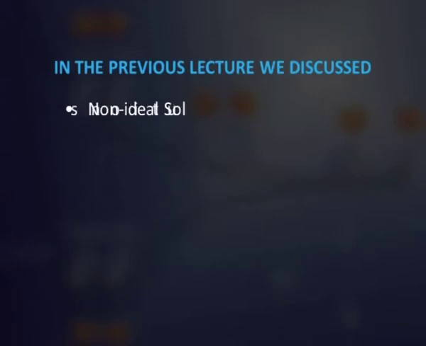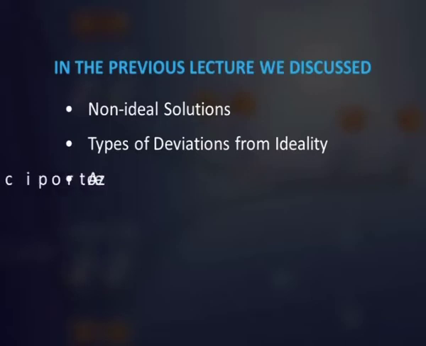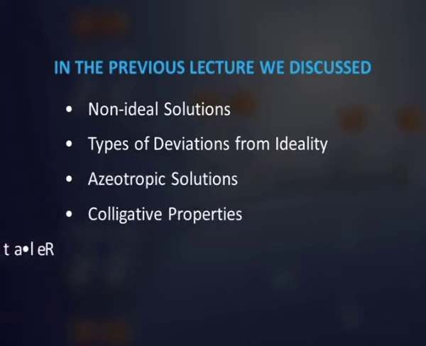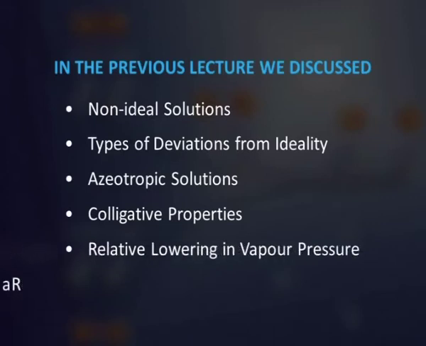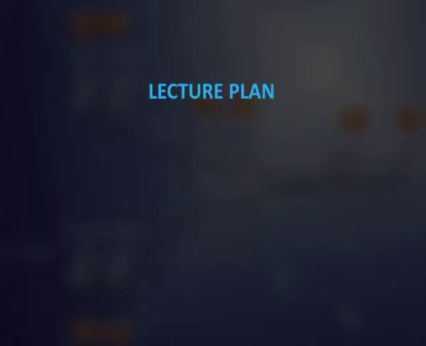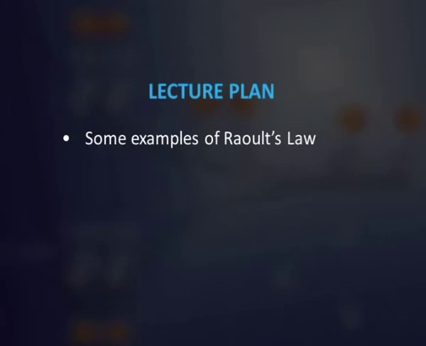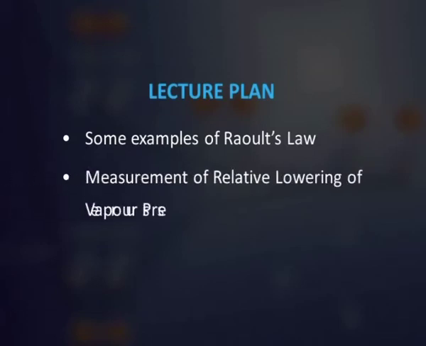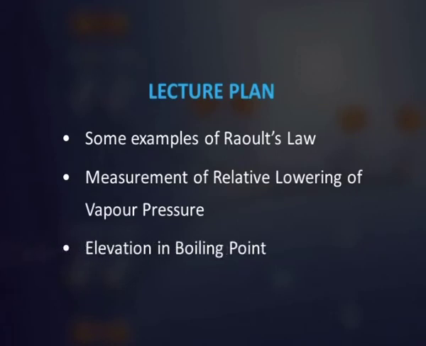In today's lecture, we discussed non-ideal solutions, deviations from ideality, azeotropic solutions, colligative properties, relative lowering in vapor pressure and Raoult's law. In today's lecture, we are going to discuss some more examples related to Raoult's law, measurement of relative lowering of vapor pressure and elevation of boiling point.